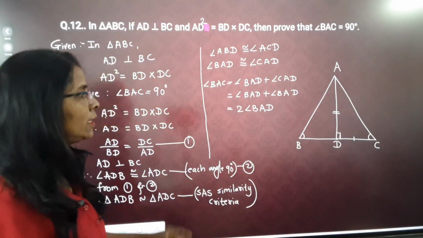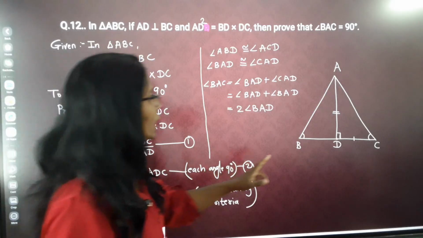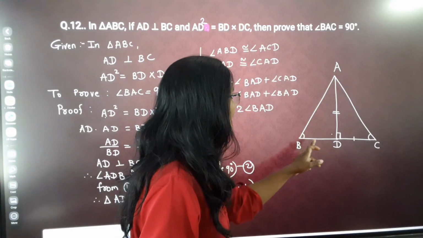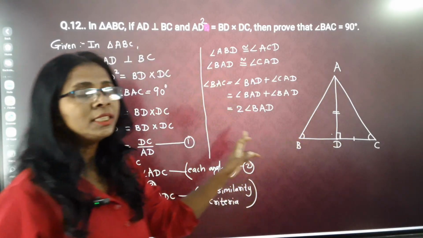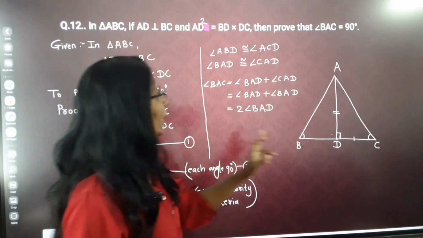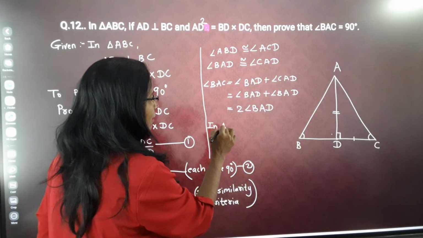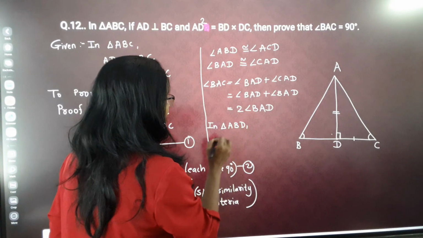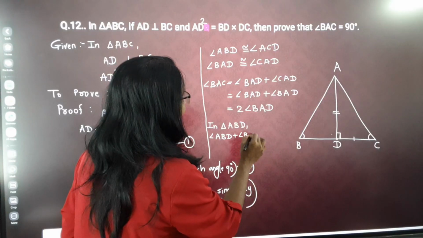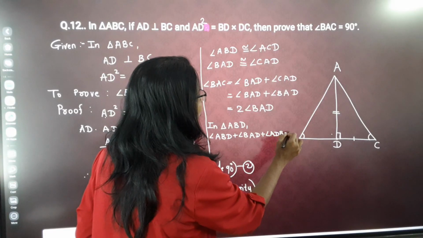Okay, but what about the angle BAC? Here these angles are 90 degrees. So angle DBA and angle DAB are 90 degrees. Okay students, so in triangle ABD, we can write angle ABD plus angle BAD plus angle ADB, which is equal to 180 degrees.